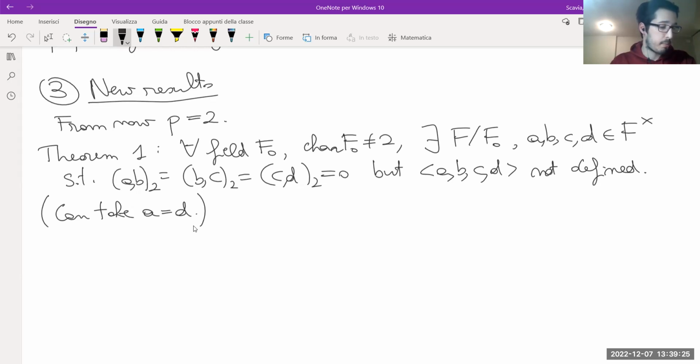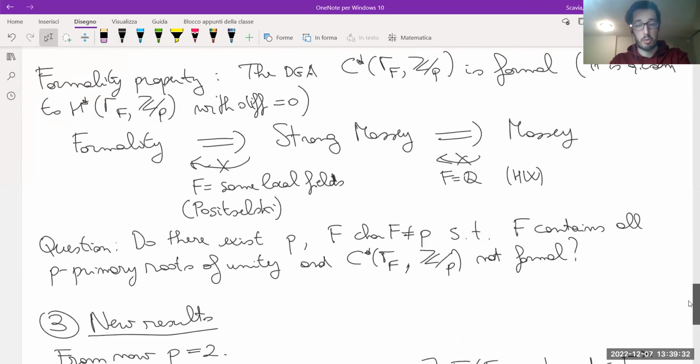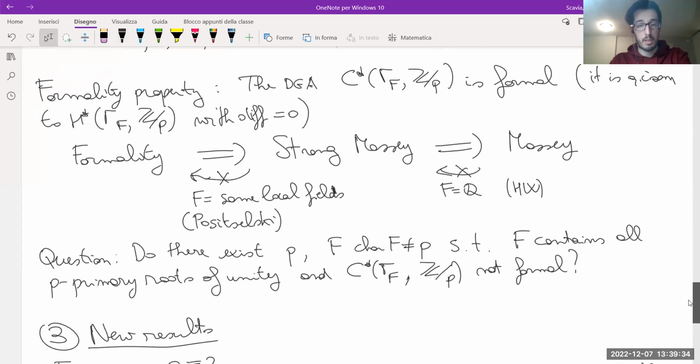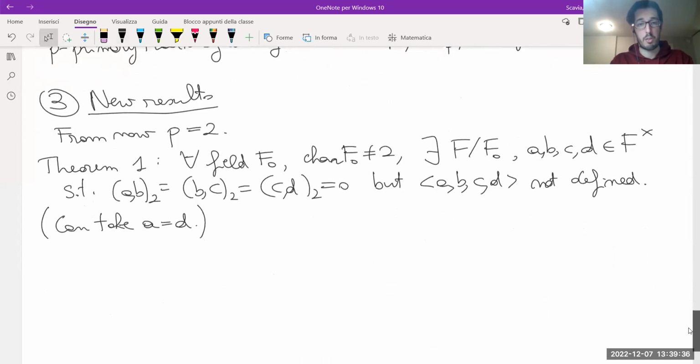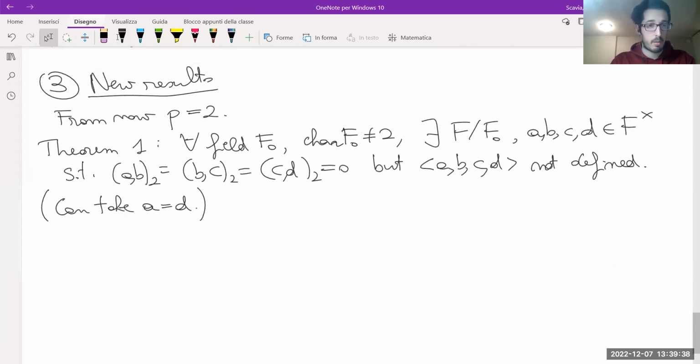It also gives many new examples of this failure of strong Massey. Before, we only knew about the rational numbers. Now we have all these counterexamples. We can take them as large as we want. Okay, so that's Theorem 1.